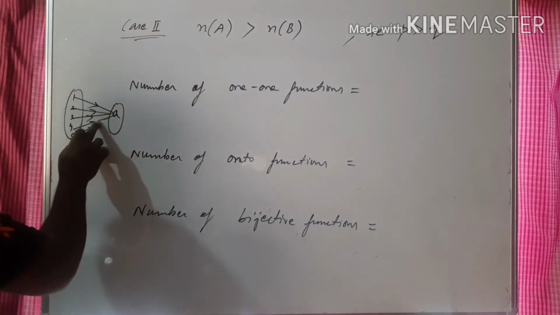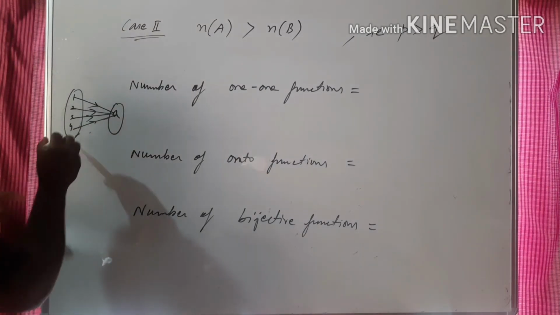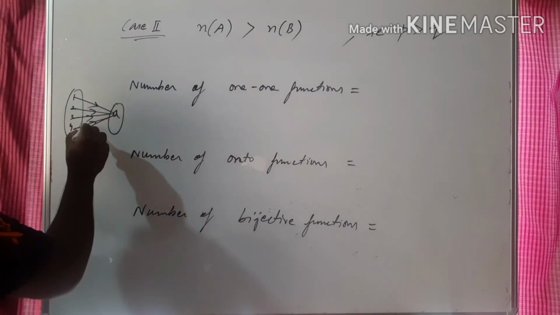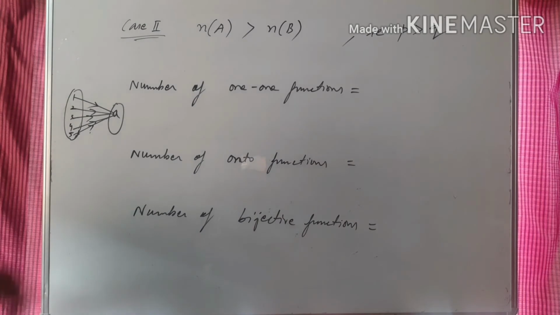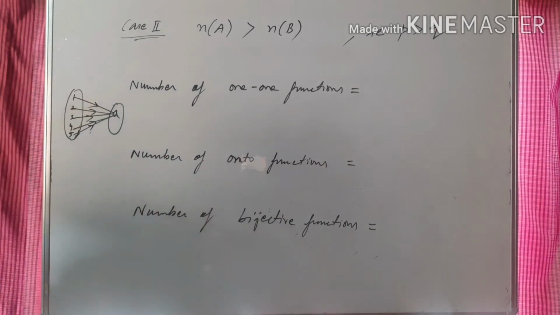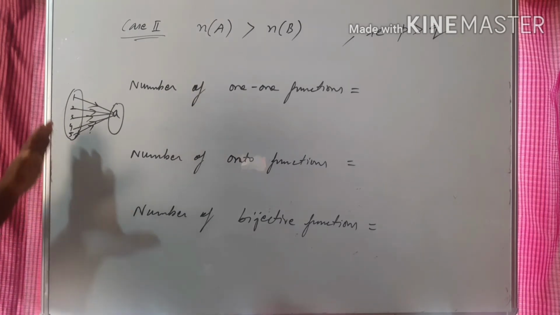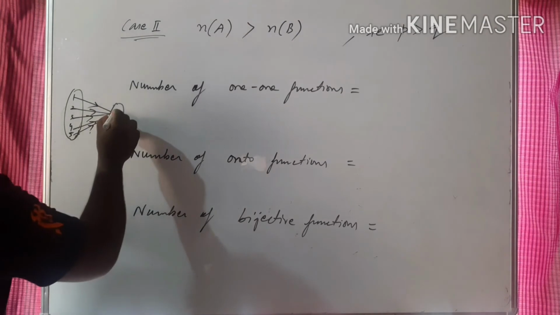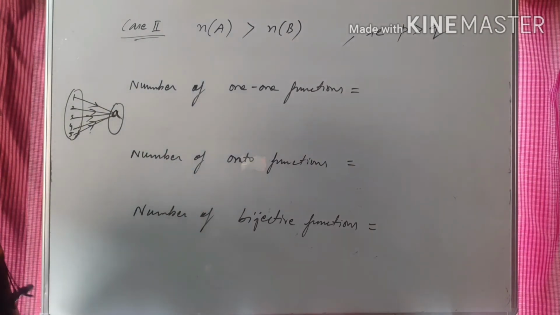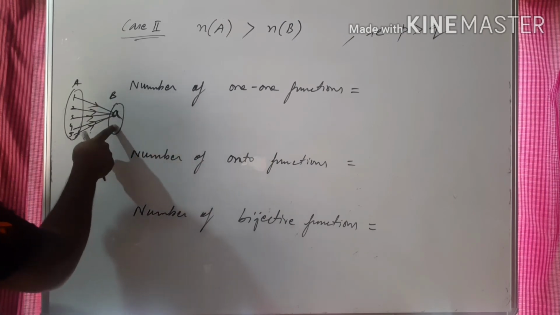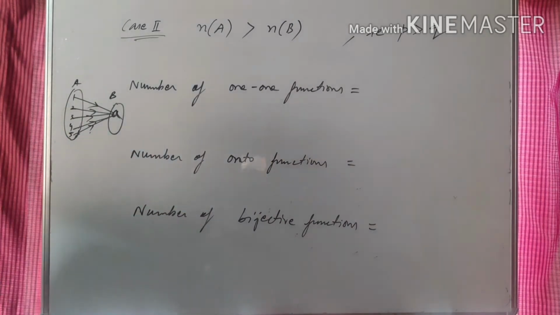If I am not relating this, say for example I am leaving 5 here, then it will be no longer a function, so I will have to relate with A. So many-one is possible. All the elements can be related with A. It is possible in a function because many-one is possible. So here onto is possible because in set B no element is left out, so onto is possible, but one-one is not possible.